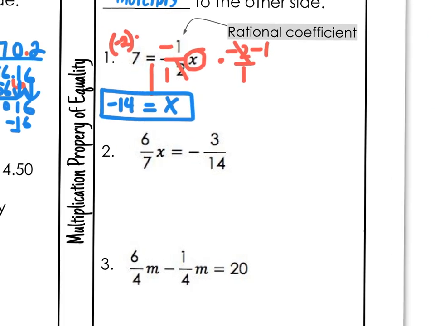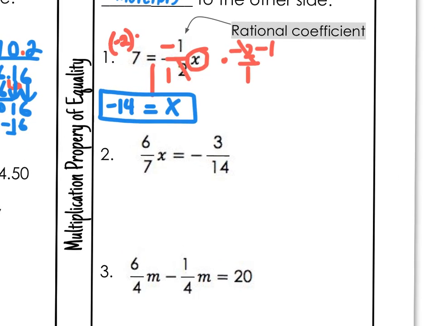Now let's take a look at problem 2. We're going to circle the variable. Now we have two fractions, and it really helps to circle the variable because then you can see which fraction we're going to try to get rid of. Here we're going to get rid of that 6/7. That's the coefficient. To do that we can either divide by 6/7 or simply multiply by its reciprocal, because that'll give us 1x.